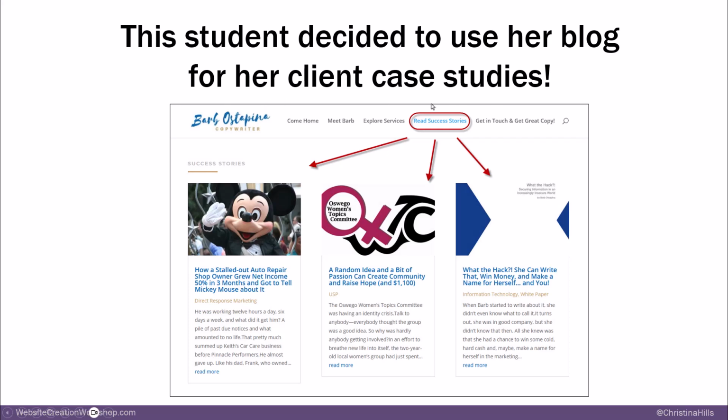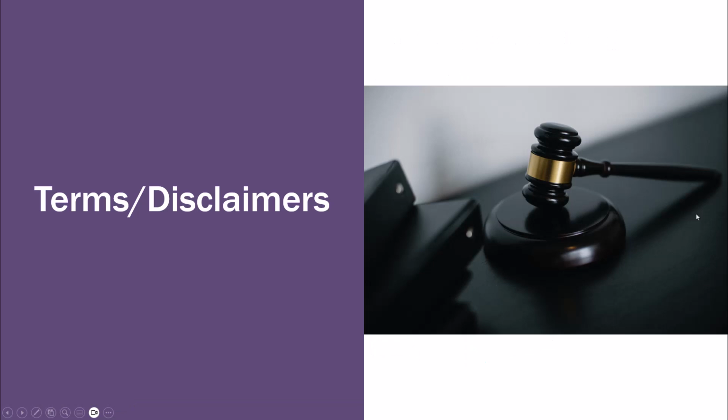So she doesn't even have the word blog up here. She just has read success stories. And notice how she doesn't have the date on there. So it becomes evergreen, meaning she doesn't have to feel the pressure of publishing all the time. She just, as she gets a new success story, writes an article about it.